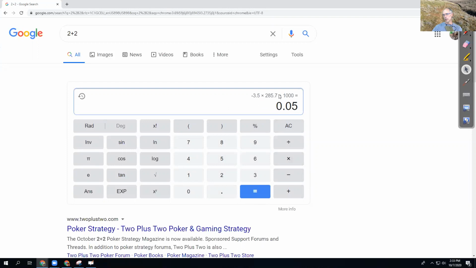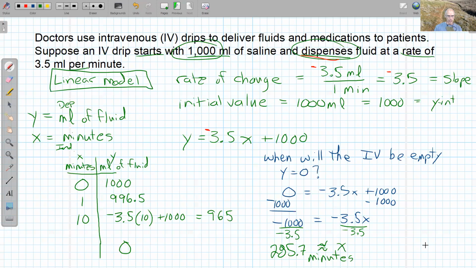Remember, it was 7, 1, 4 something. So since this number 285.7 is a little lower than the actual value, I'm not quite empty, but pretty close. I have 1/100th of a milliliter left, which is a very small amount. So that checked out. We'll have no fluid approximately 285.7 minutes later.